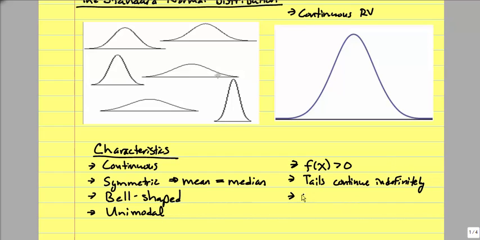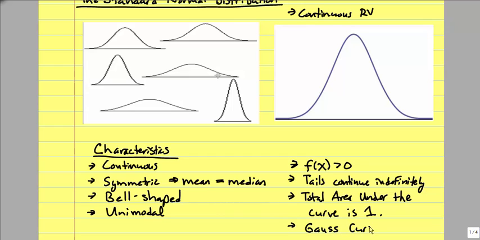Probably one of the most important things is that the total area under the curve is 1. And this is just like the uniform distribution as well. This is going to be a really important distribution characteristic that we'll use to solve all sorts of different problems. Just as a side note, another name for the normal distribution is the Gaussian distribution, or the Gauss curve. Gauss was a famous mathematician.